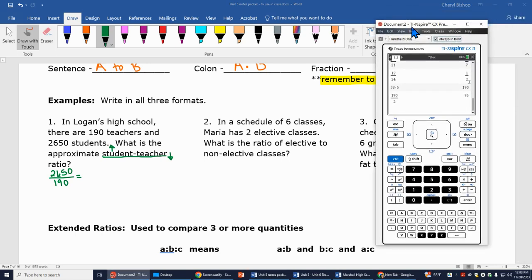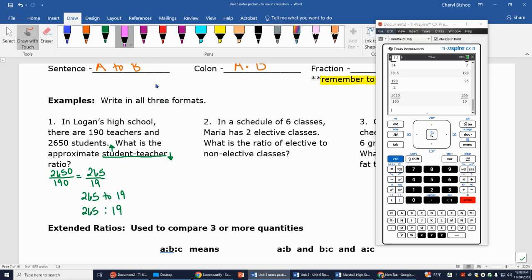If you hate reducing and you're unsure of your reducing skills, use your calculator. 2,650 divided by 190 is going to reduce to 265 to 19. Once I have it written as a fraction, then it's easy to change that to a sentence, 265 to 19, and then with a colon, 265 to 19. So there are my 3 different ways to write that ratio. Let's look at the next one.